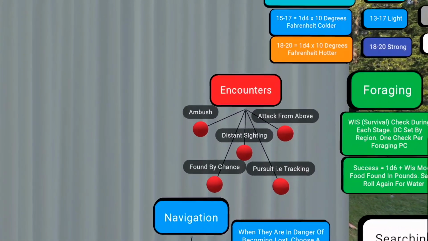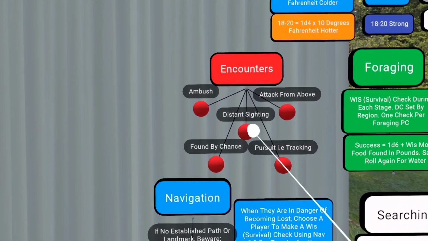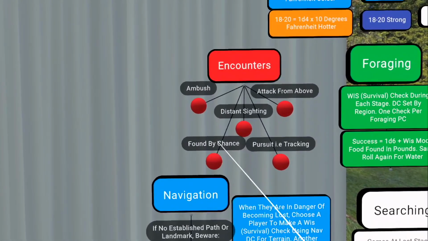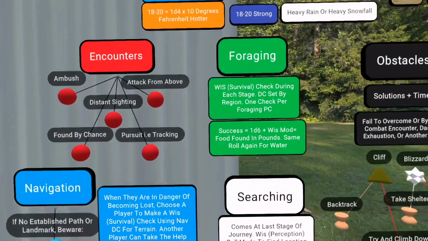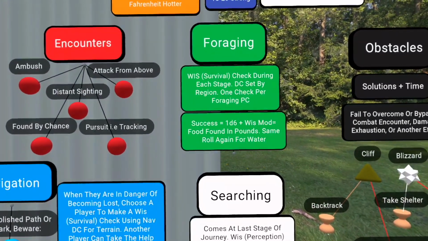All right, so this is showing you different ways encounters can happen when you're out exploring. You could be attacked from above. You could be sighted from a distance. You could be ambushed, found by chance. Some details here about foraging, how foraging works, okay?